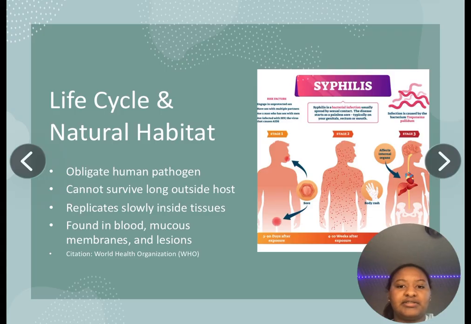Treponema pallidum is an obligate human pathogen, meaning that it cannot survive for long outside of the human body. It replicates slowly and resides primarily in tissues such as blood, mucous membranes, and skin lesions. Because it depends entirely on the human host, transmission between people is essential for its survival.